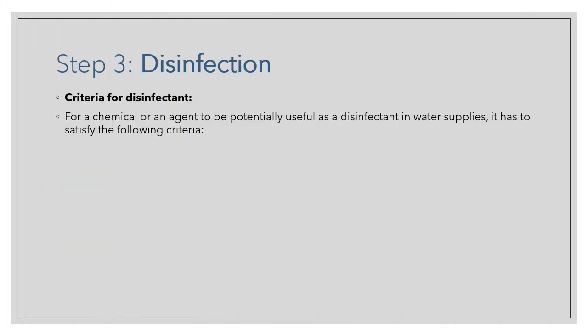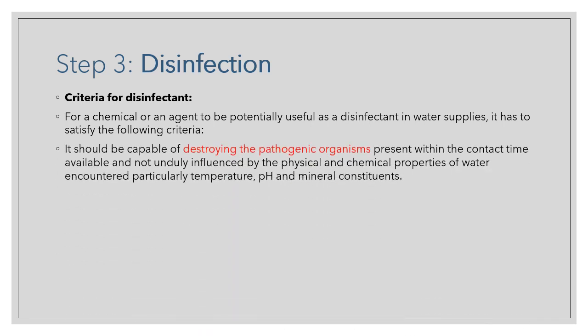And that is step 3, disinfection. Now, we require certain criteria for a disinfectant to be good. Number 1, it should be capable of destroying the pathogenic organisms that are actually present in the water, right? And this would be determined by the temperature, pH, and mineral constituents of the water, and we don't want it to change its capability to destroy the pathogens because of this.